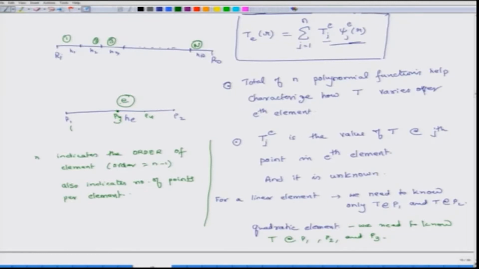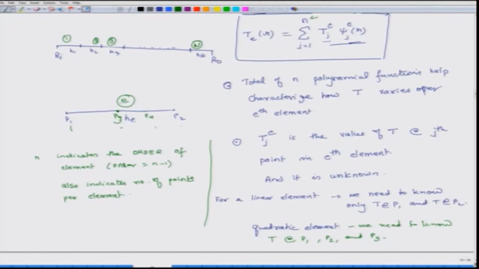So this is first point, this is second point, this is third point. Maybe now my numbering scheme has gone wrong. This is the second point, this is the third point, this is the fourth point. So T_j^e will be the value of t at jth point in the eth element. Okay.